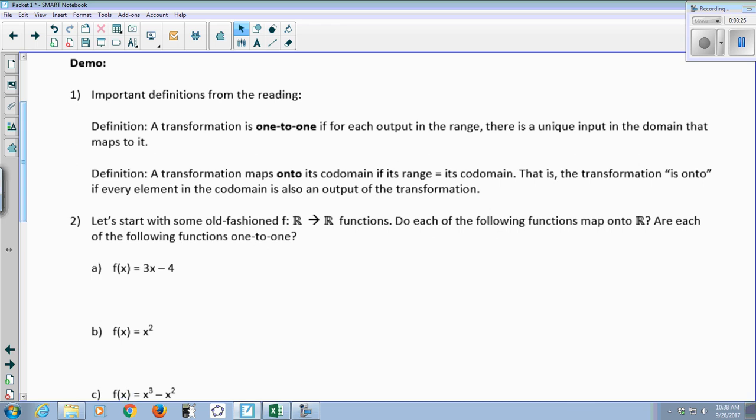A transformation is one-to-one, and remember, transformation is just a fancy form of the word function, right? It's one-to-one if for each output in the range, there is a unique input in the domain that maps to it. Okay, so you probably learned about the term one-to-one in a college algebra or pre-calc course, and you use the horizontal line test to see if more than one input maps to the same output.